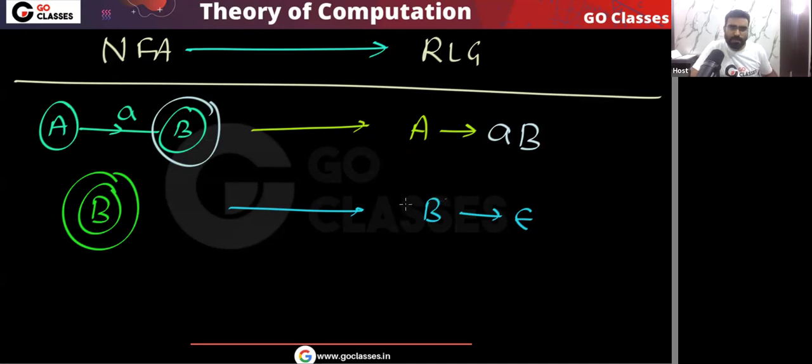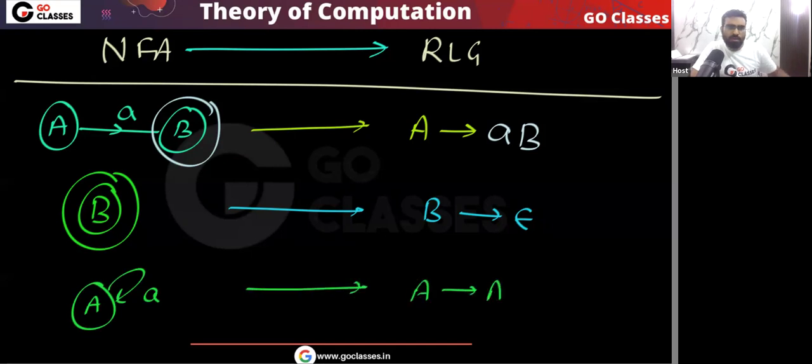Is this clear? Please tell me. And what about the self loop? For example, if you have this type of self loop on A, then what will I do? Very simple, A going to AA. Okay, understood? So like this, you can convert NFA to right linear grammar.